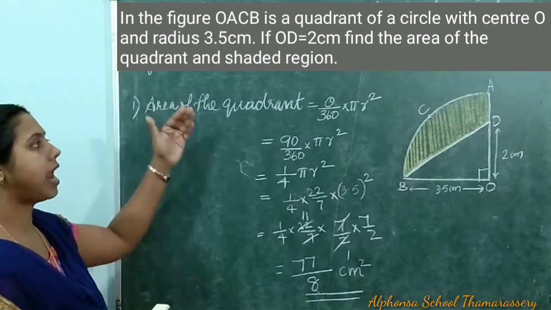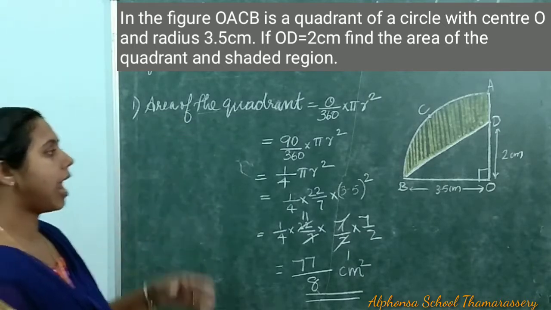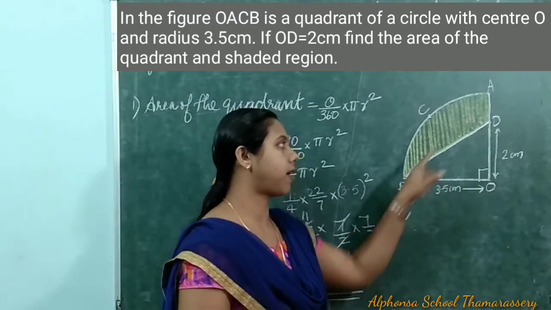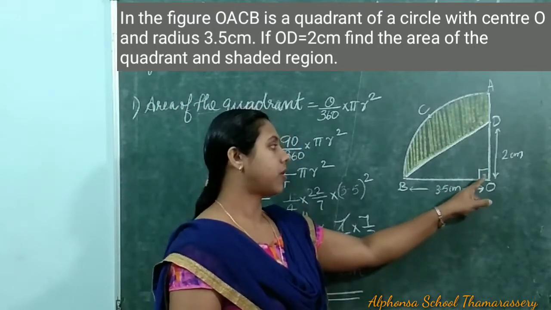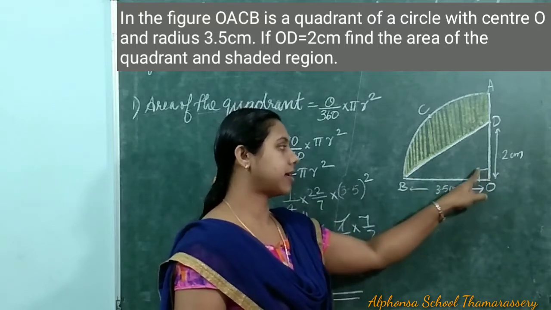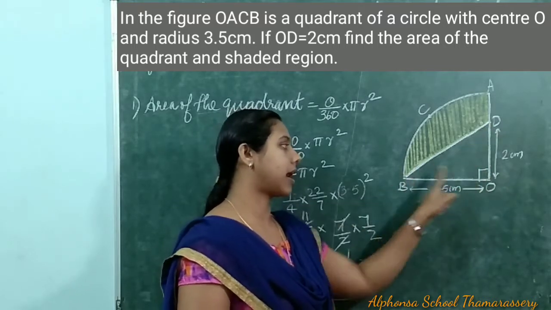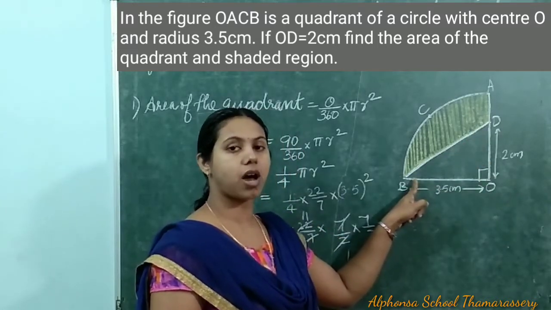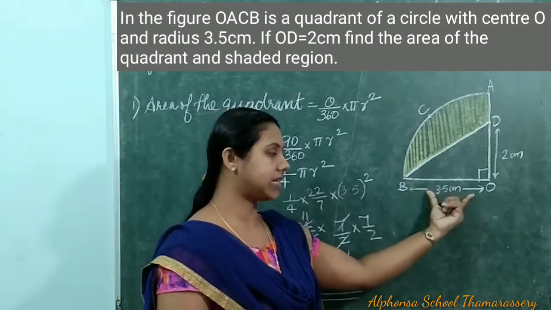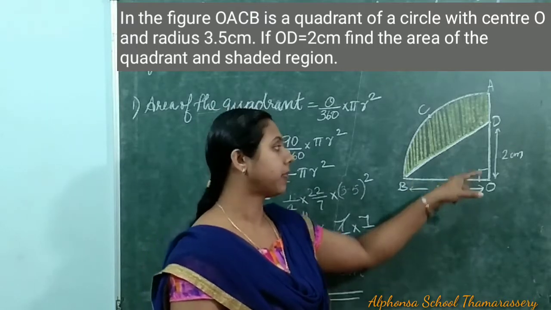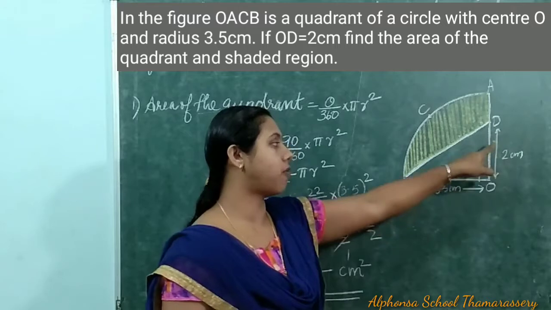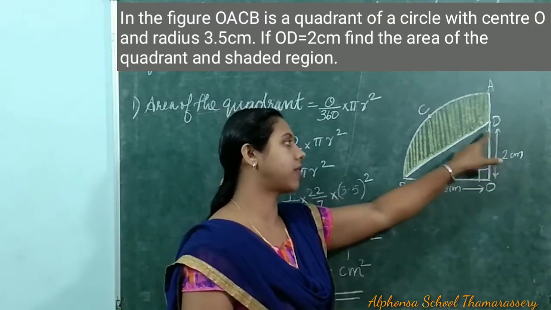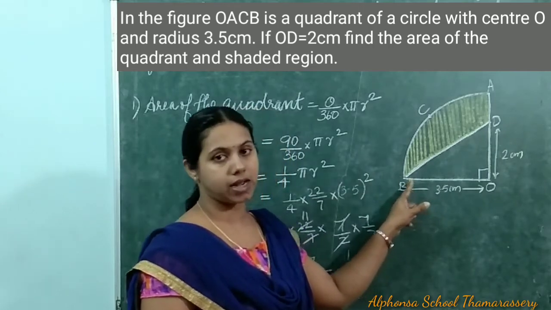Next we want to find the area of the shaded region. To get the area of the shaded region, we want to subtract the area of this triangle from the quadrant area. We know this is a 90 degree angle, so OBD is a right triangle. The area of a right triangle is half into base into height. The base is equal to the radius of the circle, and OD's length is given, OD is equal to 2 centimeters. So we know the base and height, and we can find the area of this triangle.